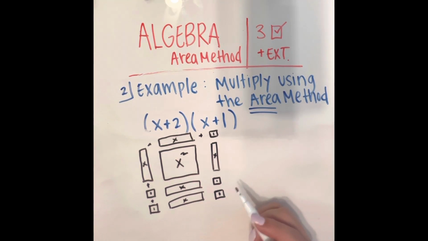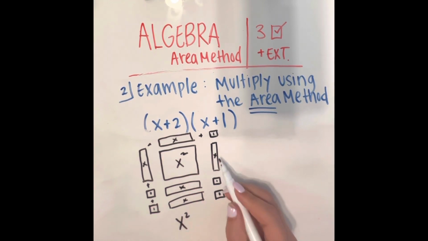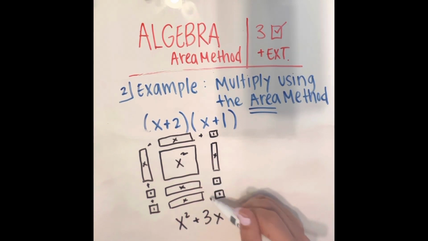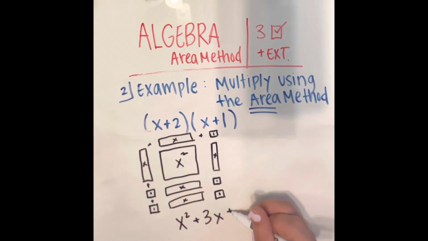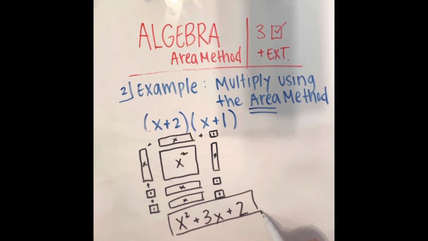All we want to do now is add everything together. So we have 1x squared. We have 3 x's, so to represent that we have 3 x's. And then we have 2 units of 1. So to represent that, we're going to add them together. 1 plus 1 is 2. So we multiplied using the algebra tiles, and we are left with x squared plus 3x plus 2.